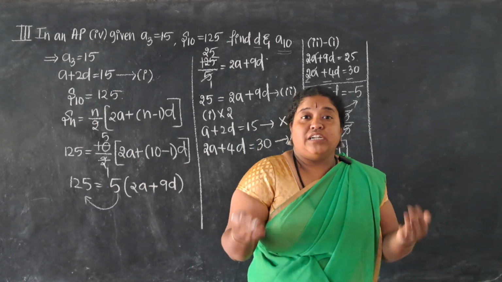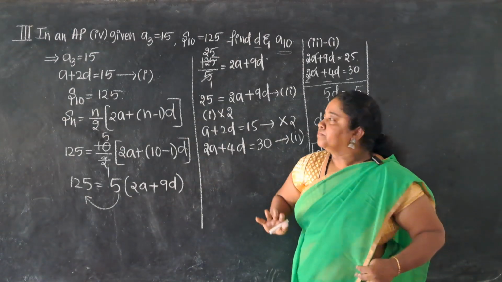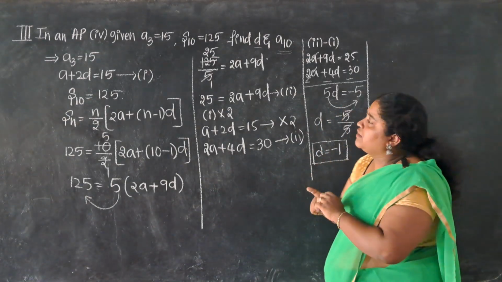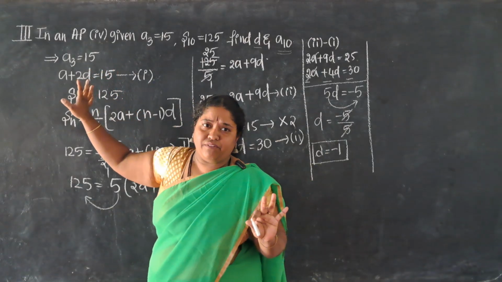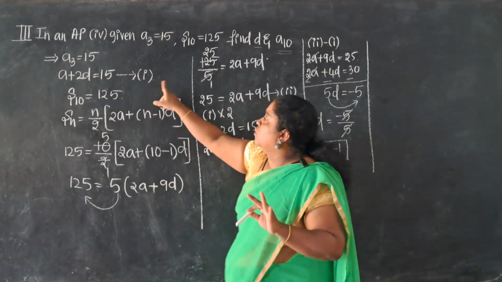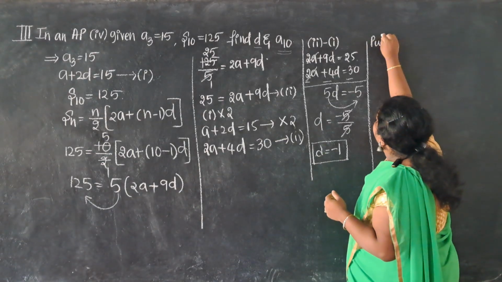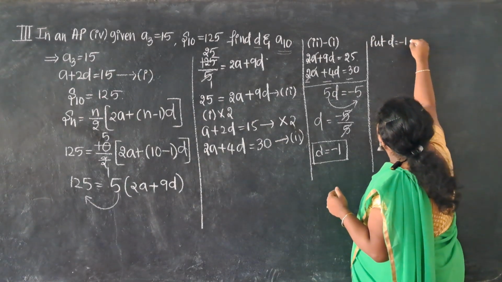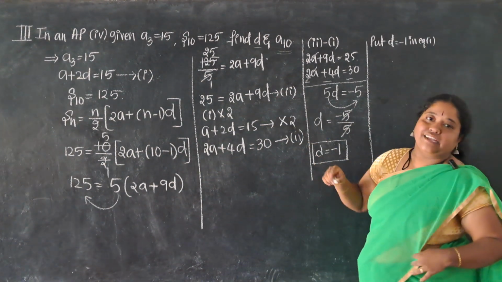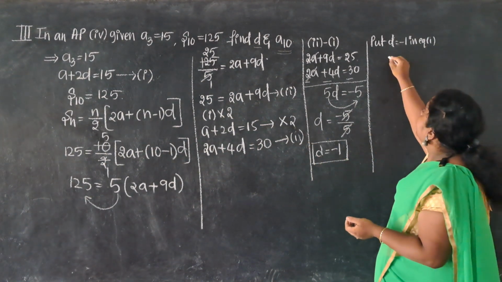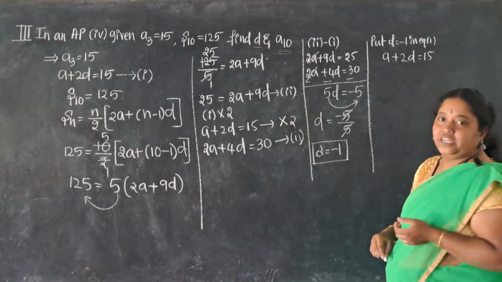You don't have much time to waste in the board examination. Understanding? Yes, fine. Now what I do, I will take a very simplified equation, that is this first equation. So first I'll put D is equal to -1 in equation 1. What is equation 1 I have here? A plus 2D is equal to 15. This is the first equation.